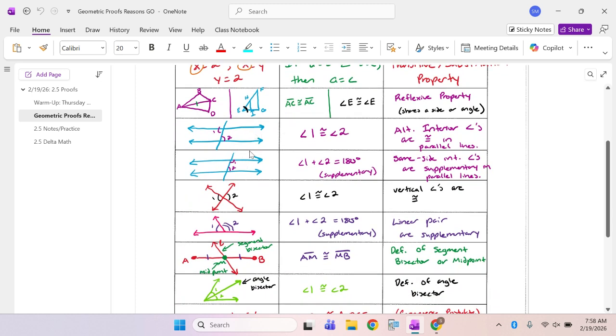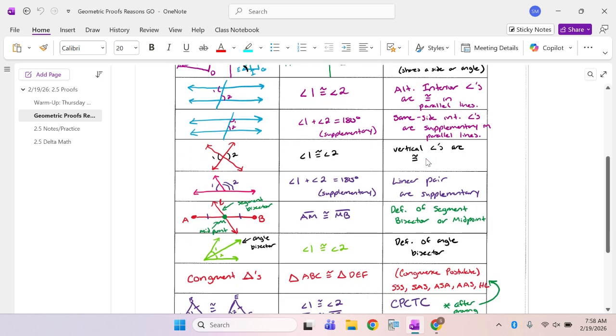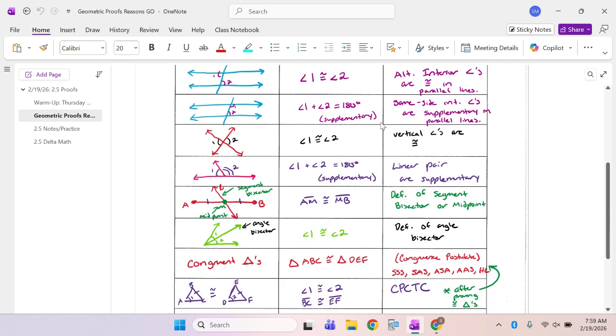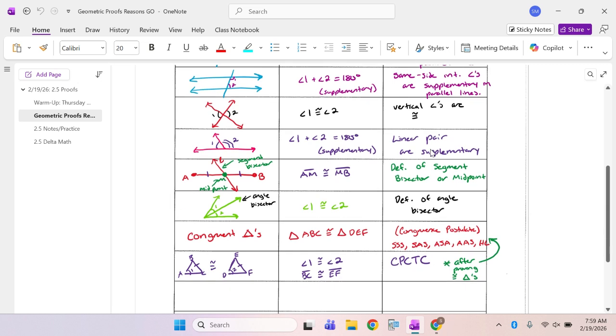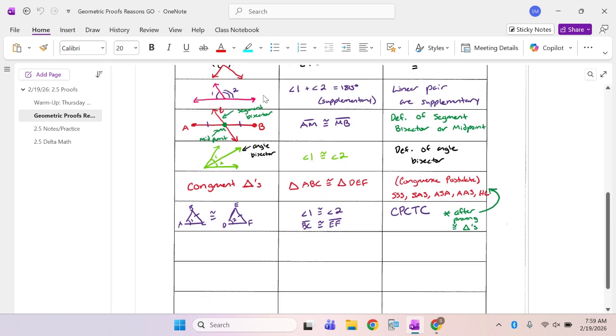There's also your parallel line theorem. So you can say angles are congruent or supplementary to each other because they're either alternate interior, alternate exterior, same side interior, same side exterior, whatever. Vertical angles, you can say that they're congruent because vertical angles are congruent. You can say that these two are supplementary because they're a linear pair.